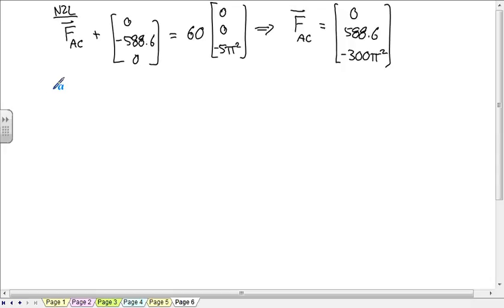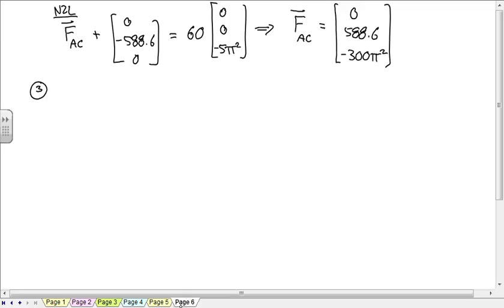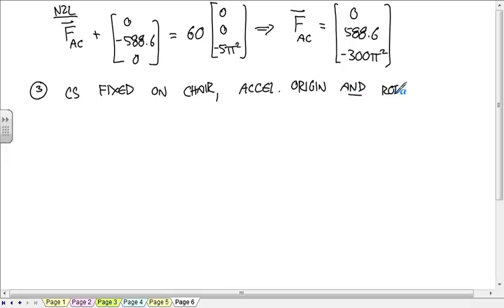All right, so now the third way. So this time we have a coordinate system fixed on the chair. And so we have an accelerating origin and rotating axes.